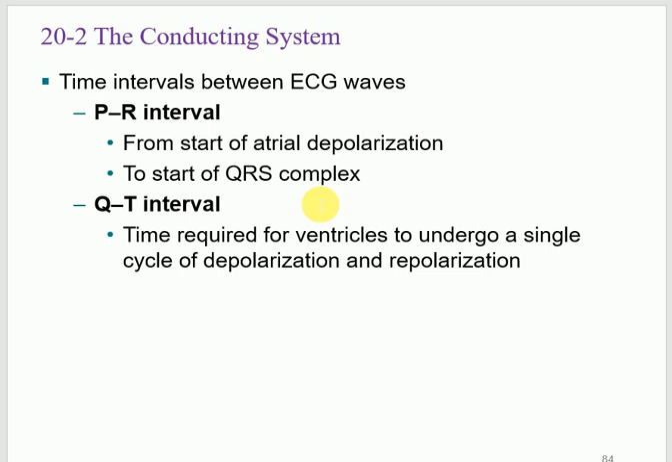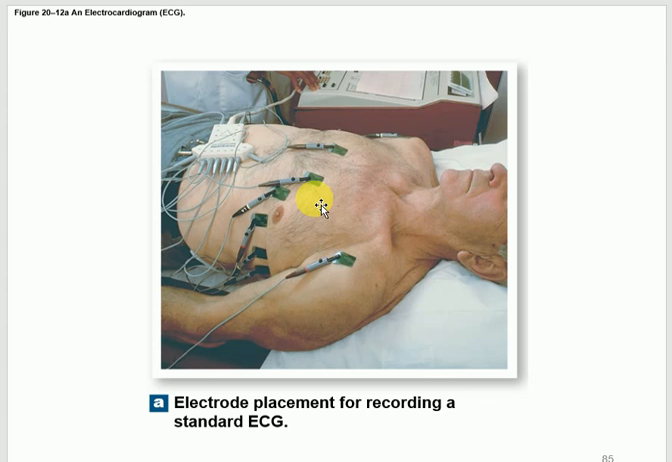Q and T, Q is part of the QRS, so this is ventricular depolarization, and the T is repolarization, so it's in between those two. And this is how it works. We put electrodes in different spots, and it goes into this machine, and the machine magnifies these electrical signals and converts them into the waves that we can see and help to diagnose.